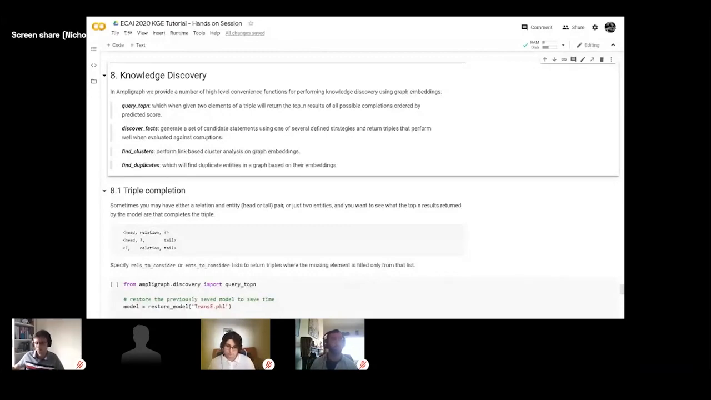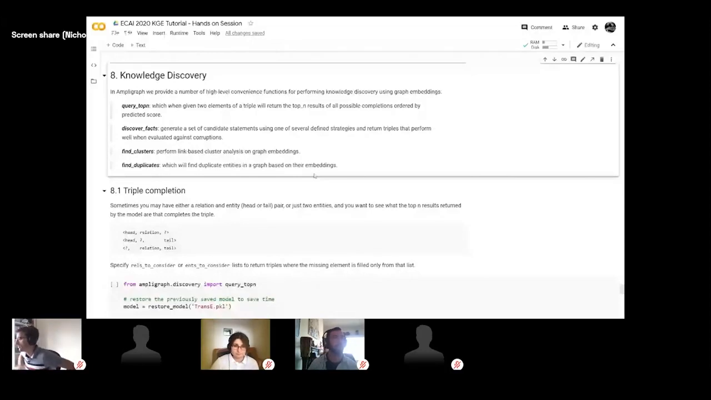Discover facts is, again, a bit more high level. You want to generate a set of candidate statements, which are generated using some defined strategies just to pare down the number of possibilities, and return triples that perform well when evaluated against corruptions. This is a graph completion kind of task, if you suspect that you have facts in your knowledge graph that aren't there. We also include find clusters, which will perform link-based cluster analysis on graph embeddings. There is a function find duplicates, which will try and find and disambiguate entities in a graph with embeddings, although I won't be covering that one here.